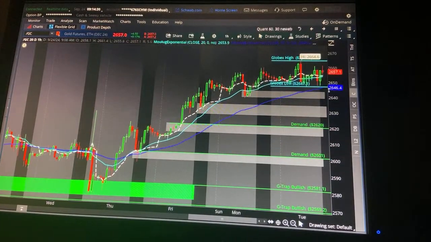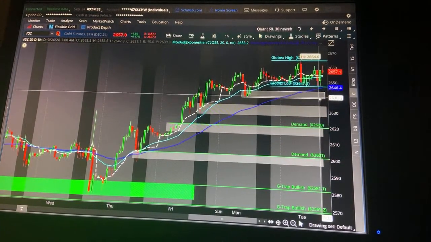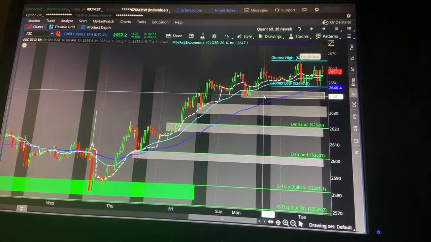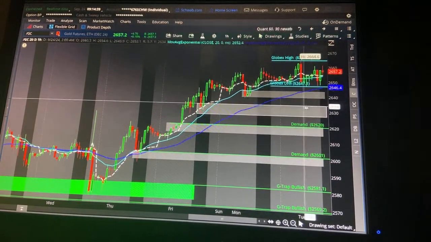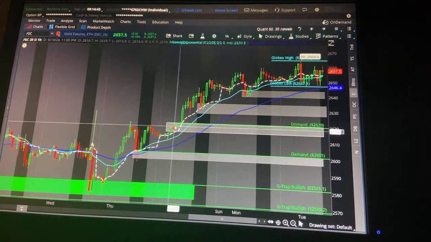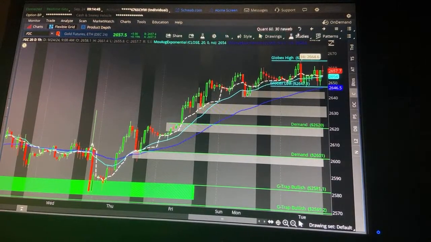Okay, you can lean against these. Don't get me wrong, you can lean against these 2640s, 2630s here, because everything that I just mentioned with the macro picture forces to be on your side. But the higher quality in terms of institutional order flow is going to be more lower down here, down in here. All right.